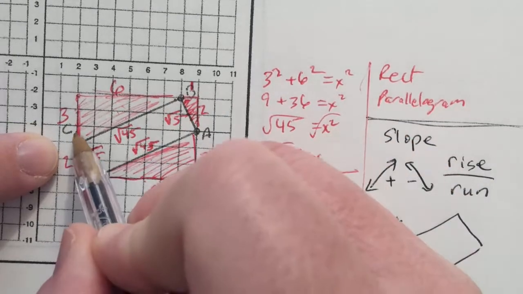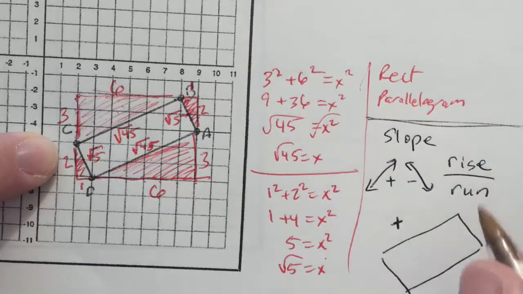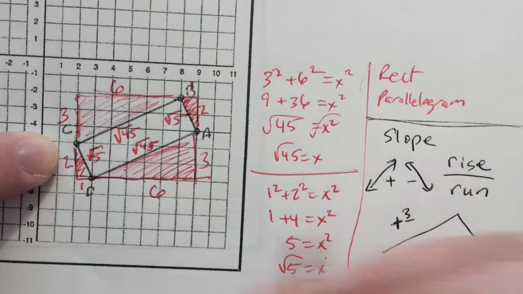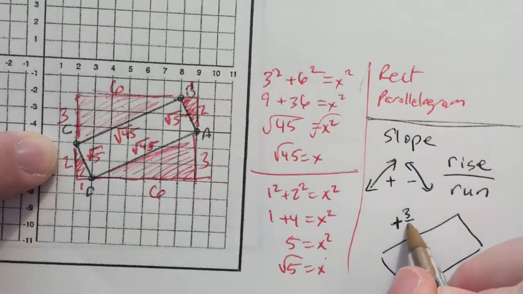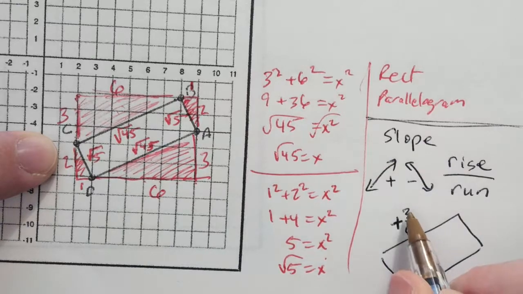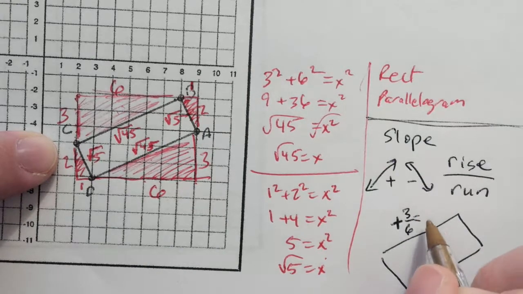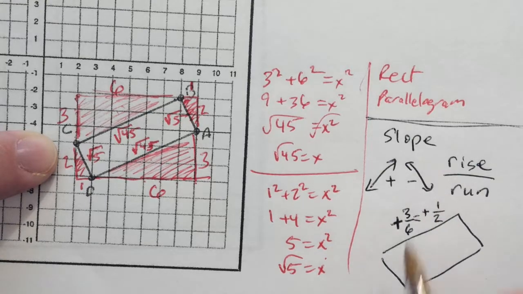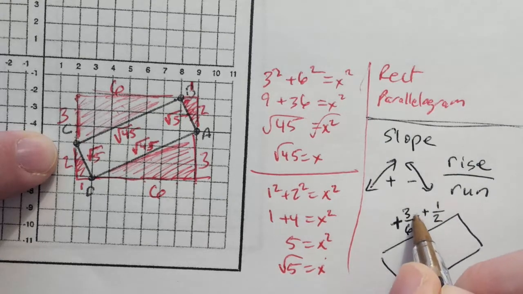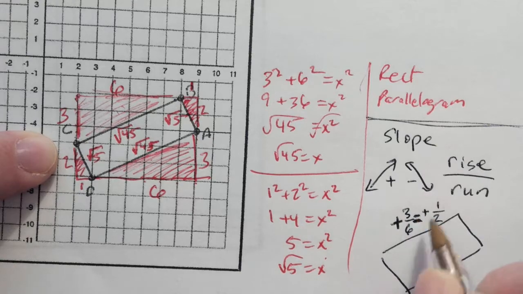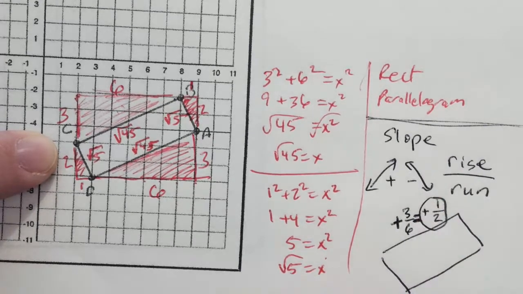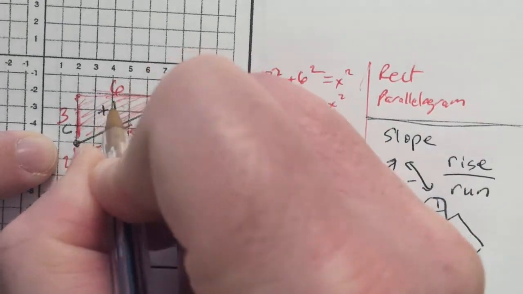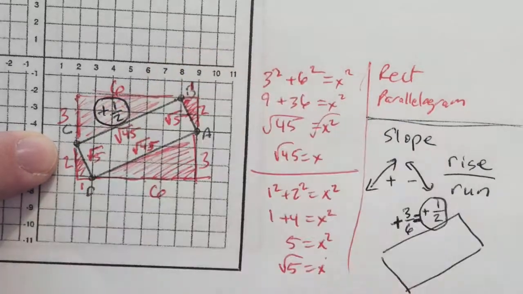That's a positive slope, and it rose 3, and it ran 6. Ooh, we need to simplify that. What can you take out of 3 and 6? You can take out a 3. So that's really a positive 1 over 2. So I divide top and bottom by 3. So this is a positive 1 over 2.